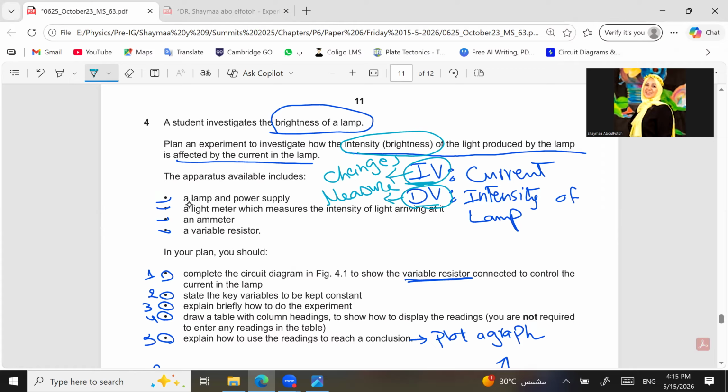I have the apparatus. I have a lamp, power supply, light meter to measure the intensity. We have an ammeter to measure the current. I have a variable resistor to change the current. Now, in your plan, focus on the following. Number 1, 2, 3, 4, 5. We need to complete 5 points to take the marks. Complete the circuit diagram by using a variable resistor connected to control the current in the lamp. Number 2, state the key variables to keep constant. Explain briefly, it means I need the steps.